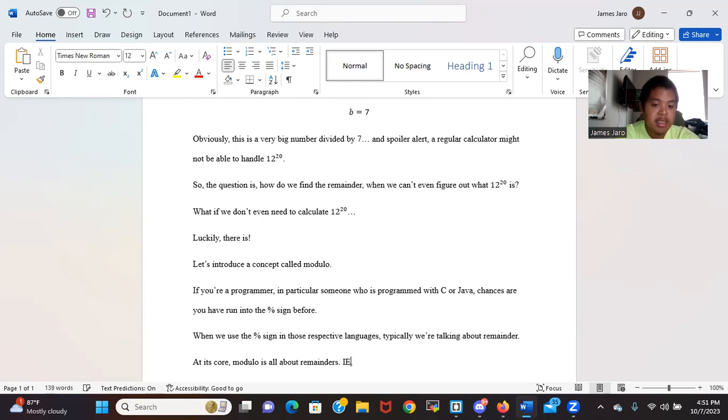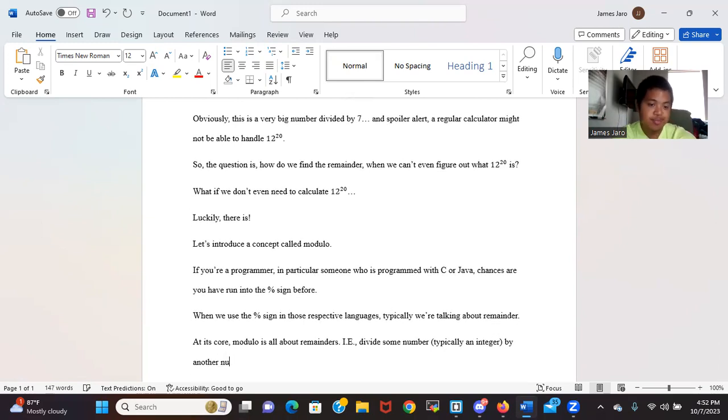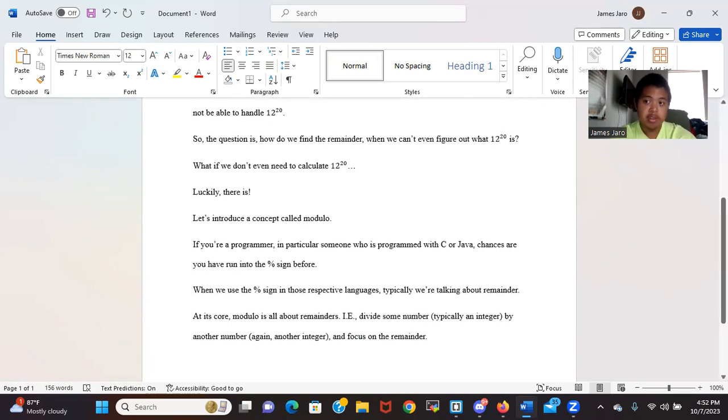Notice, i.e., divide some number, typically an integer, by another number, again another integer, and focus on the remainder rather than what we call the quotient. So let's kind of work with this. So how does this work? So how does modulo work?